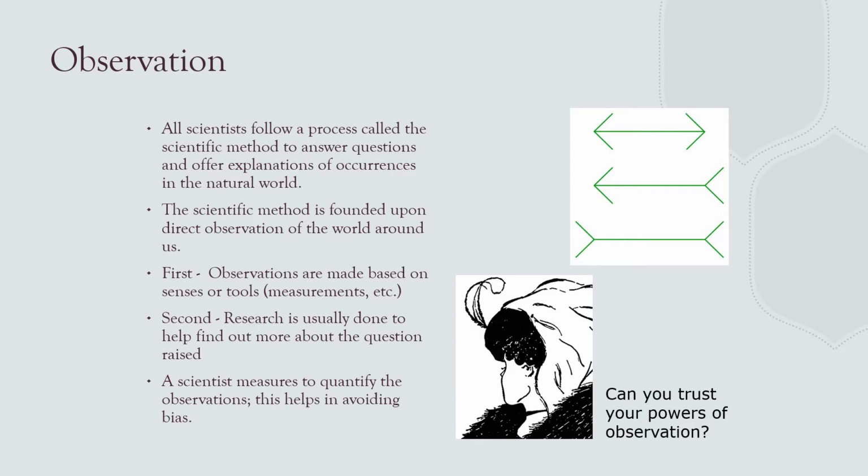The picture below that is one of those hidden pictures, a picture within a picture. You can look at it and see an old lady. You can look at it and see a young lady. And the point is, everybody sees different things. My observation might be different from your observation, might be different from someone else's observation. So again, your observations, although it's the hallmark of science, need to be tested and bias needs to be removed.